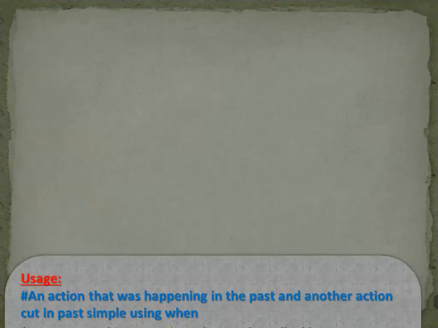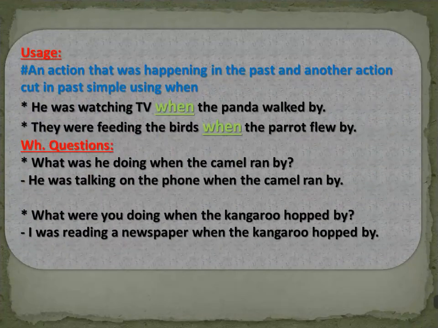When we want to make conjunctions between them, the usage of the past continuous is an action that was happening in the past, and another action cut it in the past simple. Meaning another action came and interrupted it.